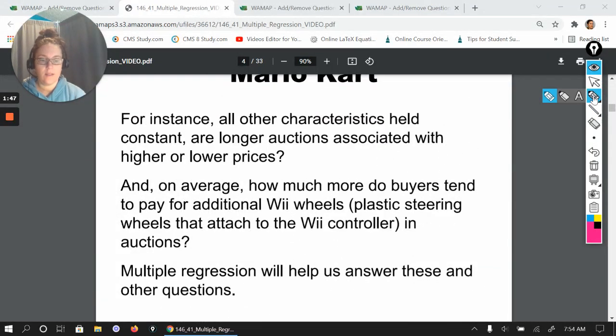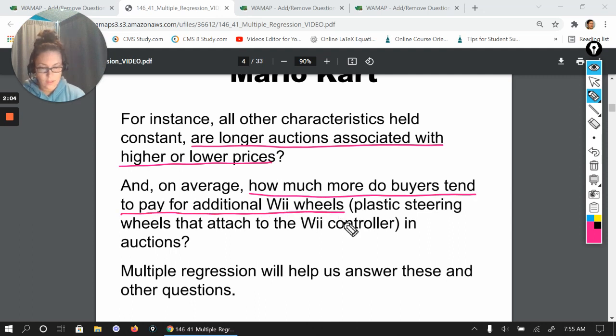For instance, all other characteristics held constant, are longer auctions associated with higher or lower prices? And on average, how much more do buyers tend to pay for additional Wii wheels? These are the plastic steering wheels that attach to the Wii controller in auctions. Multiple regression will help us answer these questions.